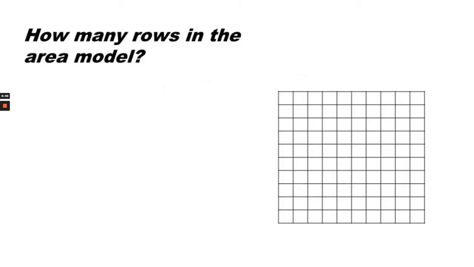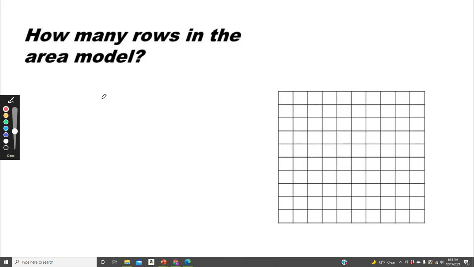How many rows in the area model? Remember that rows are horizontal, so we'll count each row. Ready? 1, 2, 3, 4, 5, 6, 7, 8, 9, 10. There are 10 rows.